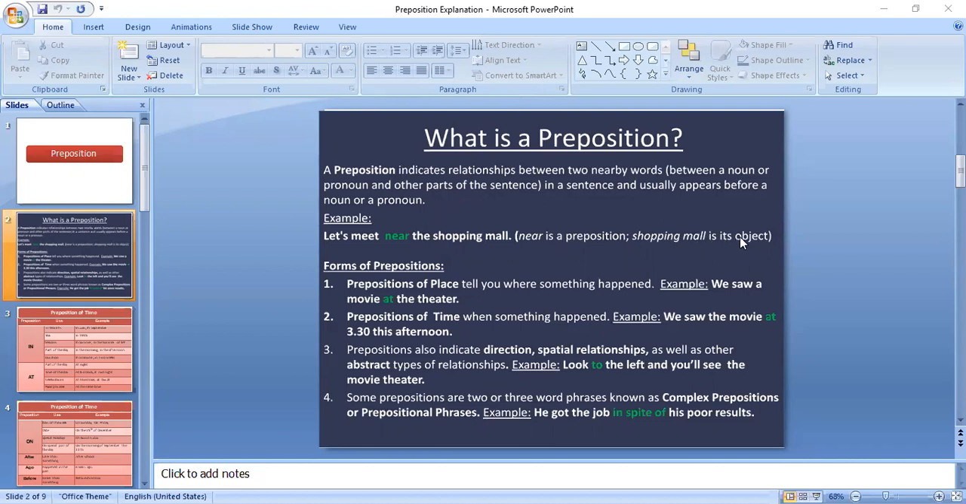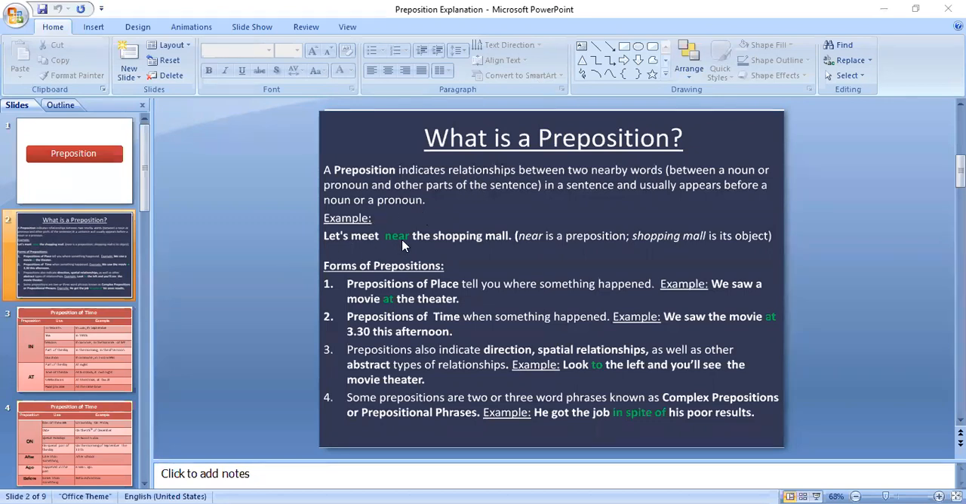Shopping mall is its object. Object means noun है यहाँ पर. ठीक है? Noun can be object as well as subject. दोनों फॉर्म में हो सकता है. अगर स्टार्टिंग में आता है, एक्शन करने वाला है, तो वो सब्जेक्ट होगा. अगर उस एक्शन को रिसीव करने वाला है, उसका इफेक्ट देखा जा रहा है उस एक्शन का, then it is an object. So noun can be in two forms. It can be either a subject or an object.